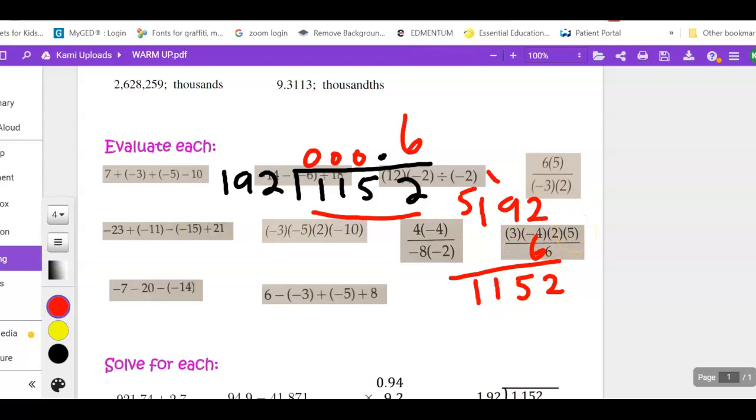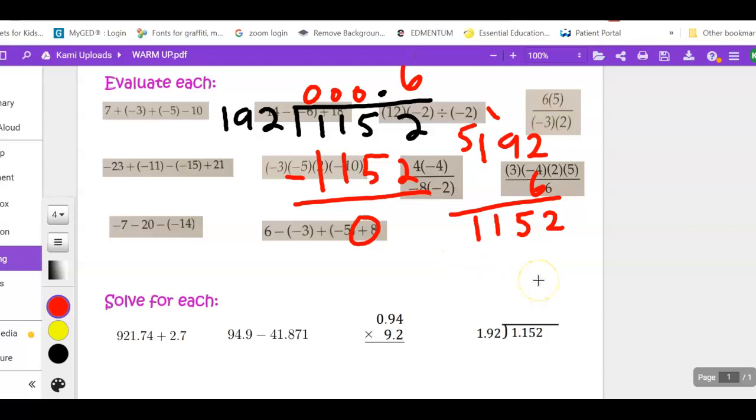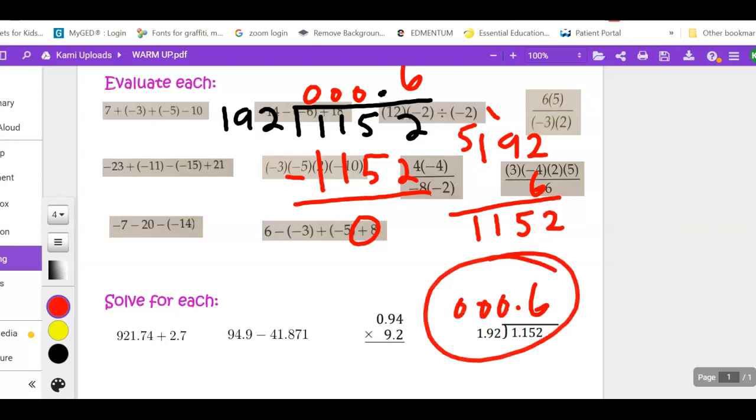Because 6 times 192 gave me the 1,152. There it is. And that's all I have to do. So my answer, leaving me with 0.6. 0.6 for our answer. So that's what I would leave. I don't have to have all those zeros in the front. I can read that as 0.6. I could write it as 0.6, or I could have kept all the zeros. Doesn't matter. All representing the same number.